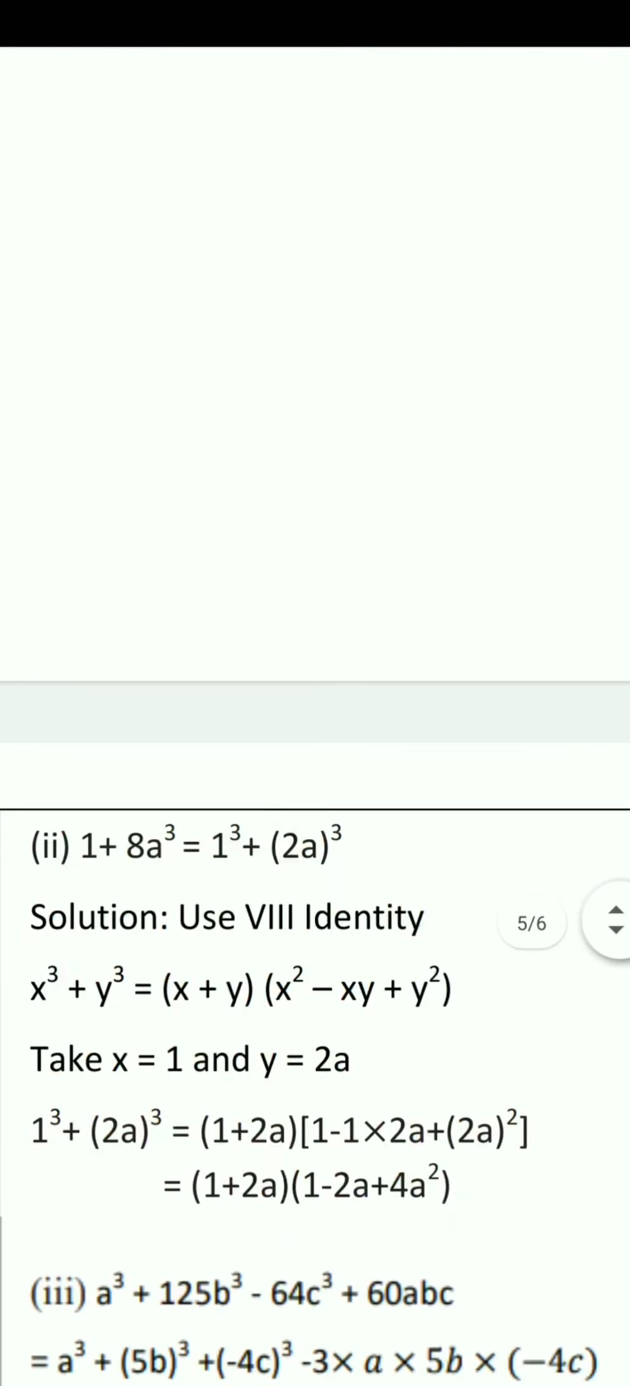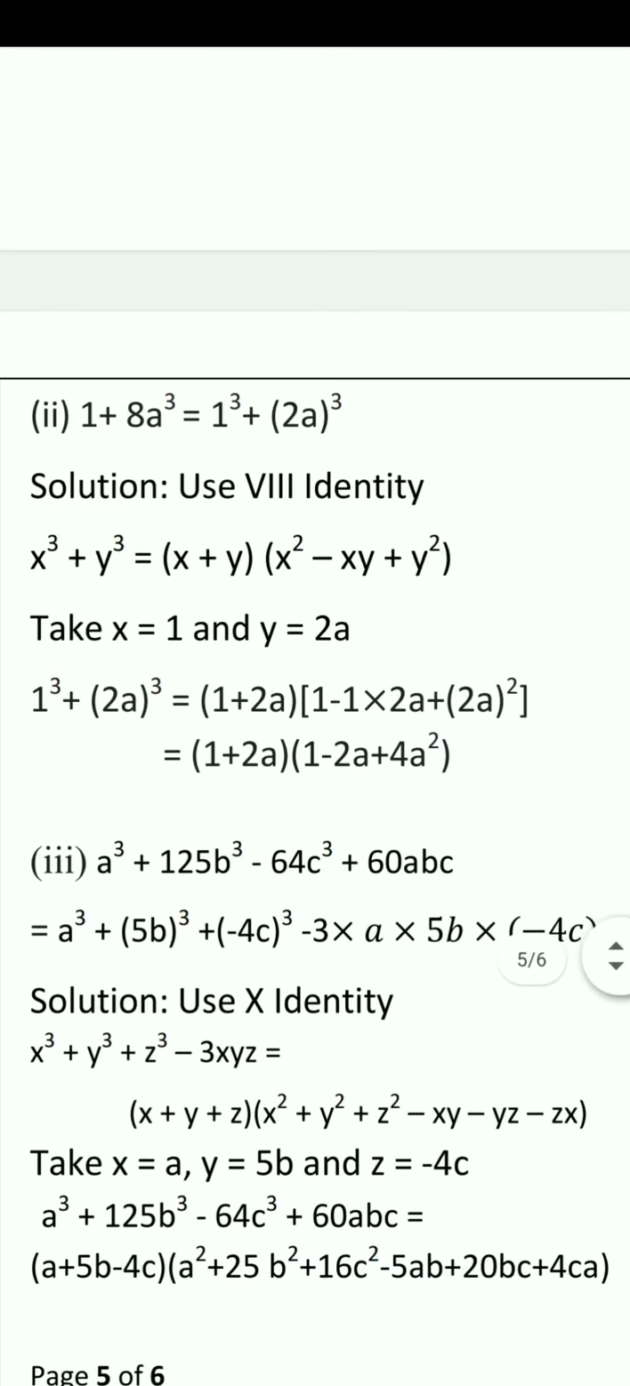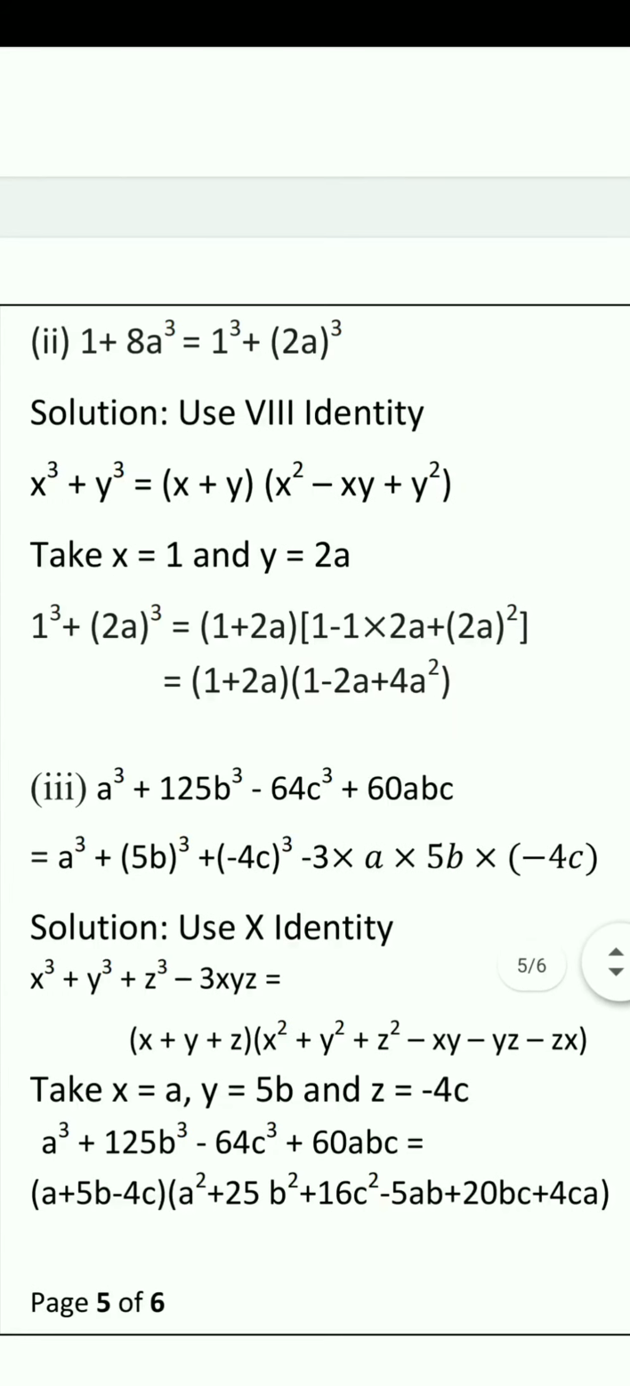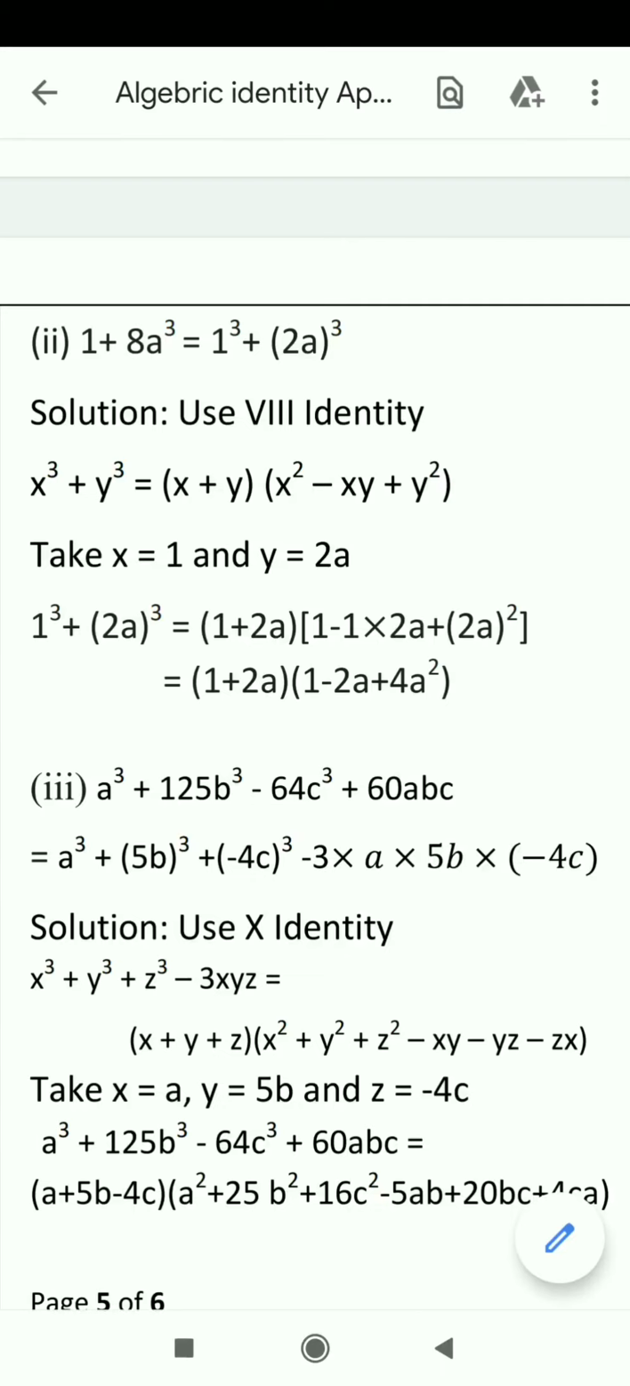Now see the second part, 1 plus 8a cube equal to 1 cube plus 2a whole cube. Now here you have to use the eighth identity, x cube plus y cube equal to x plus y, second bracket x square minus xy plus y square. Take x equal to 1 and y equal to 2a. So that's why 1 plus 2a in the first bracket, second bracket 1 minus 1 into 2a plus 2a whole square. 1 plus 2a will remain the same. Second bracket 1 minus 2a plus 4a square.